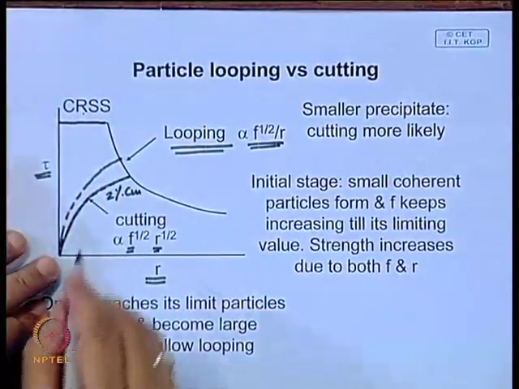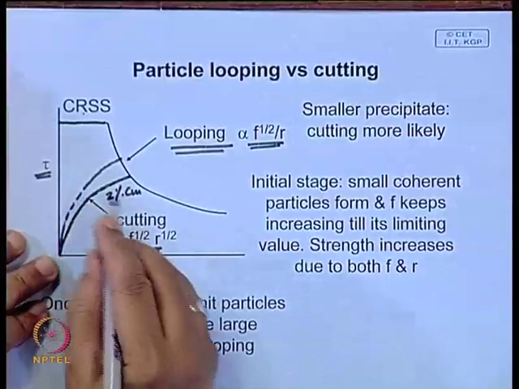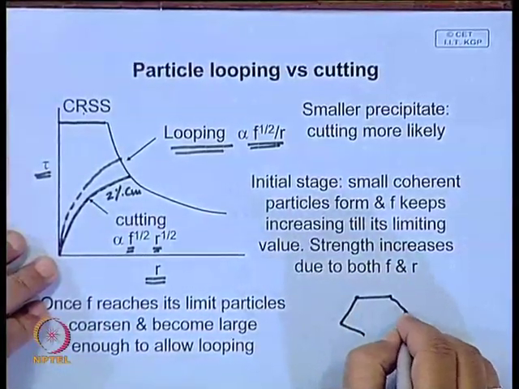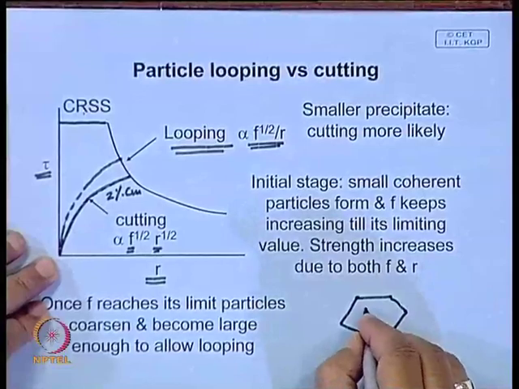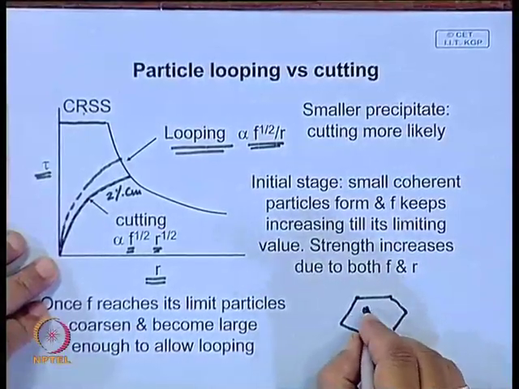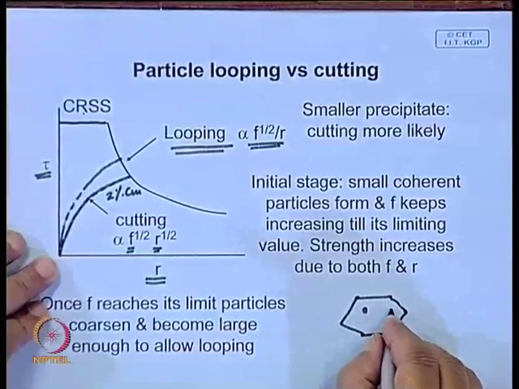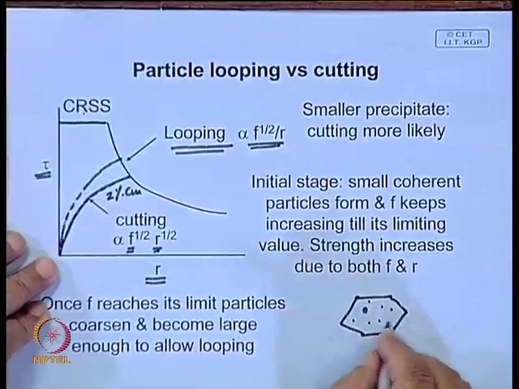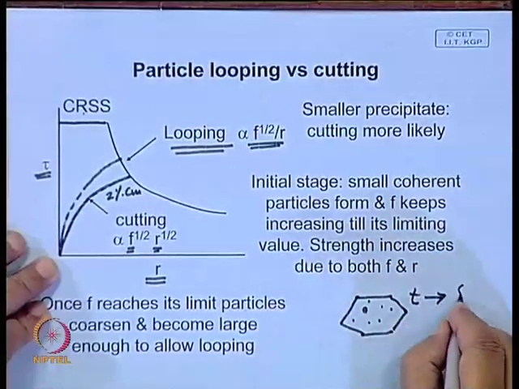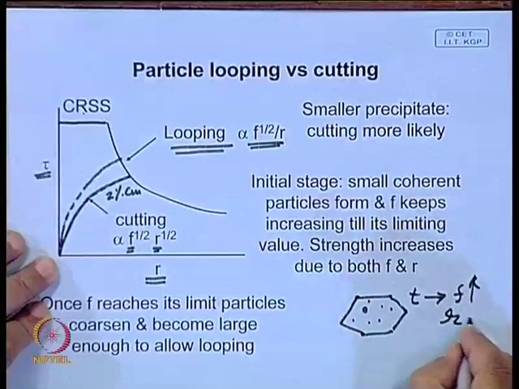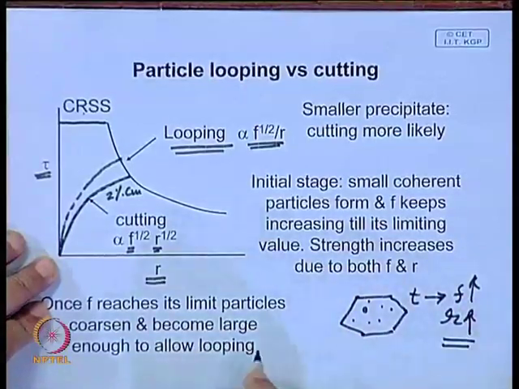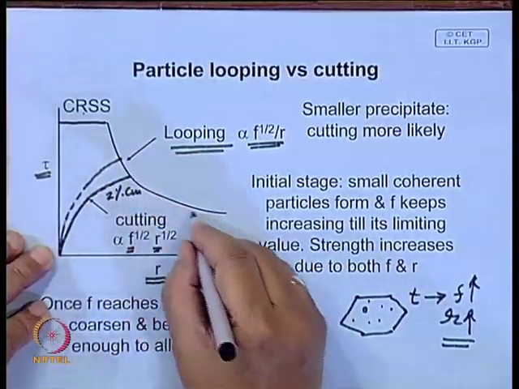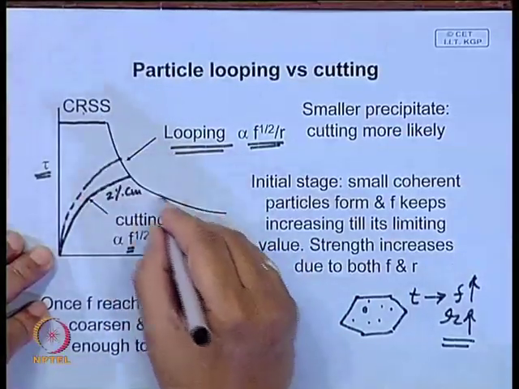What it shows is the actual process of precipitation: as the precipitate forms and grows in the lattice, say this is a grain, two things happen. You have a precipitate forming and this precipitate also grows. You have another precipitate forming and this also keeps growing. So, with time two things increase, f as well as the precipitate size, and this defines the limit, that is the maximum strength that you can have in the alloy system.